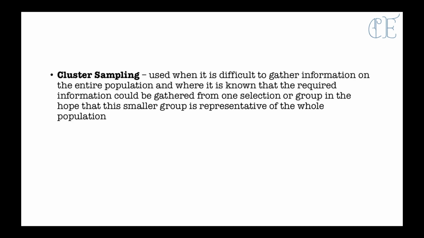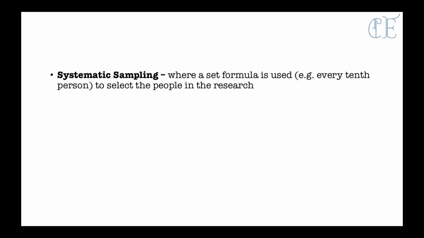So, cluster sampling is used when it's difficult to gather information on the entire population and where it's known that the required information could be gathered from one selection or group in the hopes that this smaller group is representative of the whole population. So, what that means is you know that the answers given by a certain cluster of people will give you the answers you need to do what is required for the entire population in terms of your business and what you're selling. So you would do a cluster sample instead.